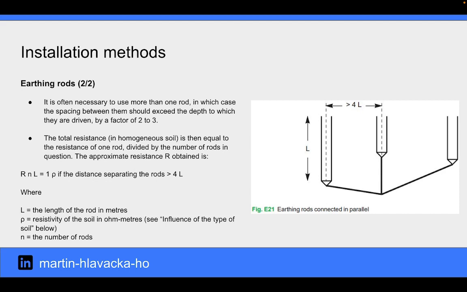It is often necessary to use more than one rod, in which case the spacing between them should exceed the depth to which they are driven by a factor of 2 to 3. The total resistance is then equal to the resistance of one rod, divided by the number of rods in question.